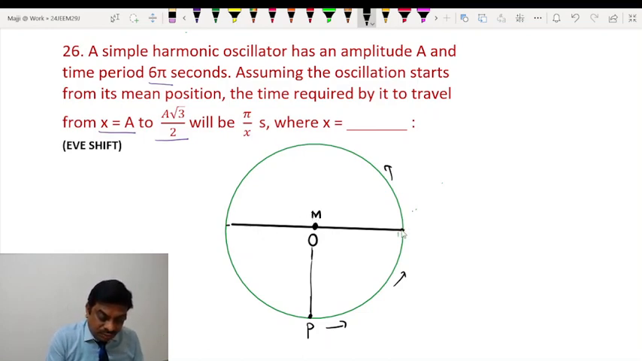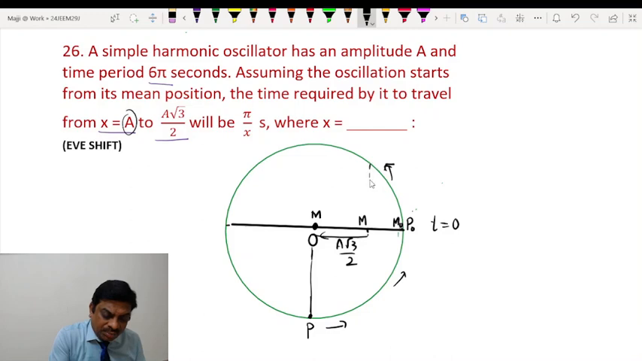Now let us say that it was initially at x equal to A, so M was here, M naught. So P was also there, students, at t equal to 0. Now it comes to a displacement A root 3 by 2. That means M is now here and P is here. It travels from this point to this point. Meanwhile, as you can see, students, the radius vector is rotated by this angle.